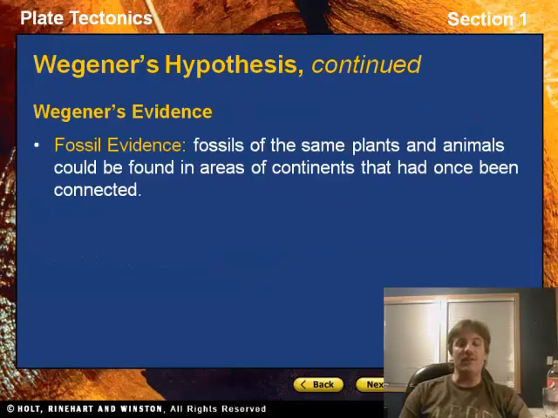First of all, he had fossil evidence. He looked at some plants and animals that could be found in certain areas of a continent. The only way they could have been found in those areas is if that continent was once connected to the other continent, with an ocean in between. So say, Africa and South America.